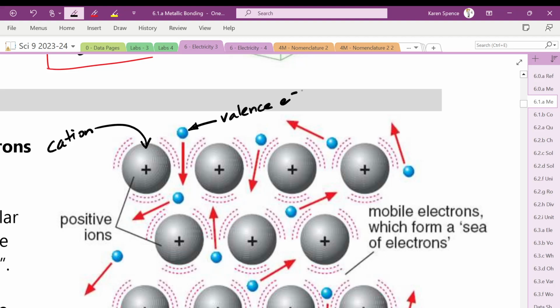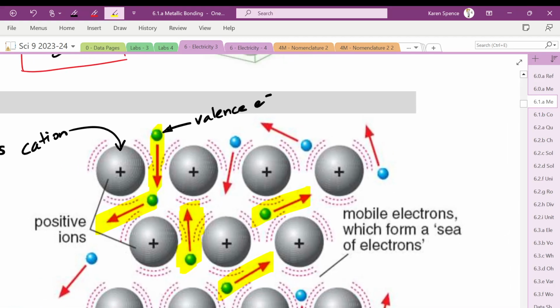And what is that valence electron doing? It's moving around. Look, this one's going this way. That one's going that way. They're all moving in different directions, okay? And because they are moving, what's the word that we use to describe them? We call them mobile, because mobile means moving. And because they are all around in between, we call them a sea of electrons.